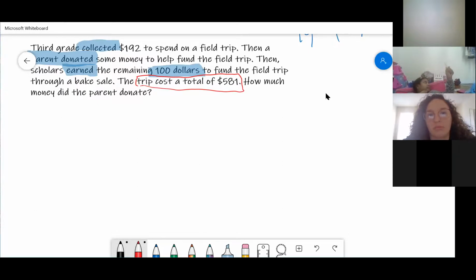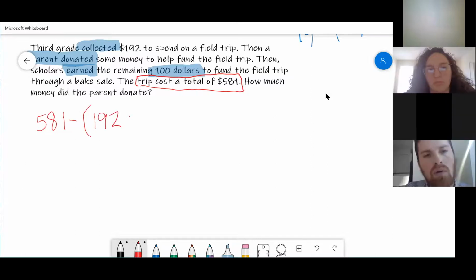First, I did 581 minus 292. And then I added... wait, hold on for a second. I want to know where you got 292 from. That's from when I added 192 and 100 together. Okay, so let's represent that first, okay? And I'm going to put that in your equation. So you added 192 plus that 100 to then get you to 292.